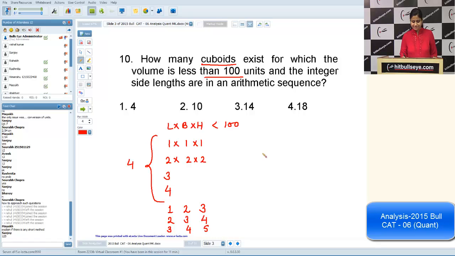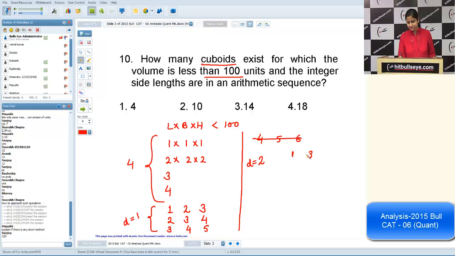This is again a permissible case. Let us take more cases. If I take 4, 5, 6, now this is not acceptable because if we take multiplication of 4 into 5 into 6, it will be more than 100. But our volume should be less than 100. So here the common difference was of 1. Now let us take common difference as 2.